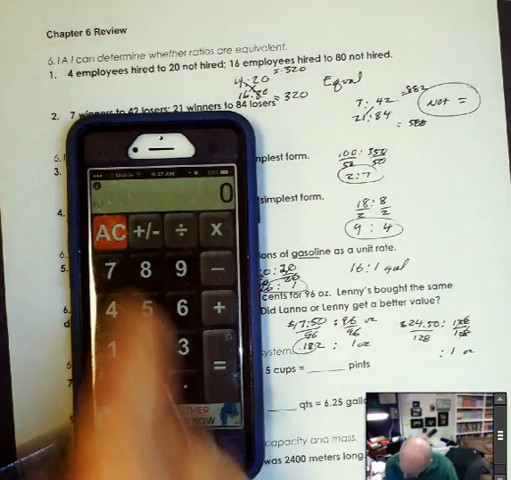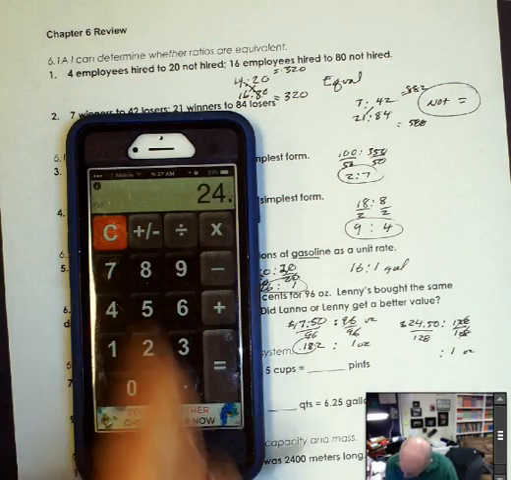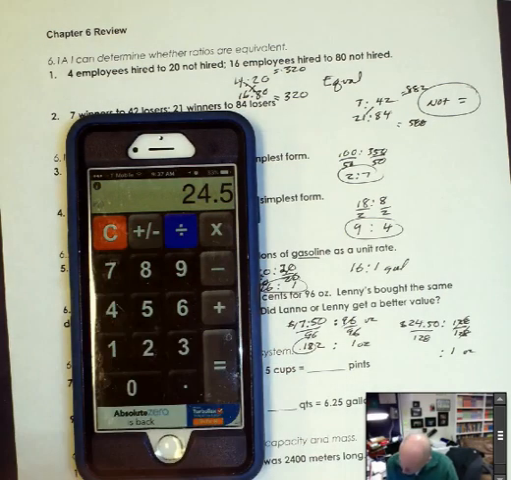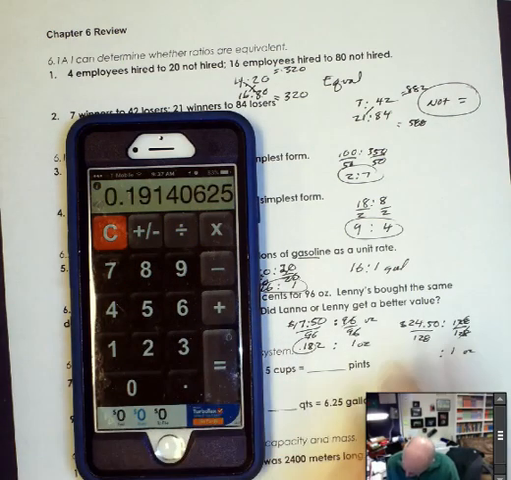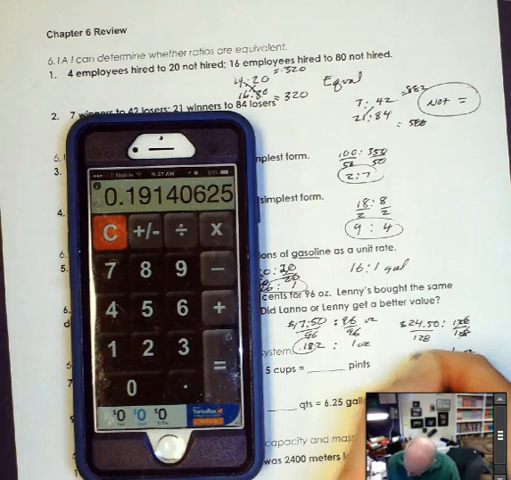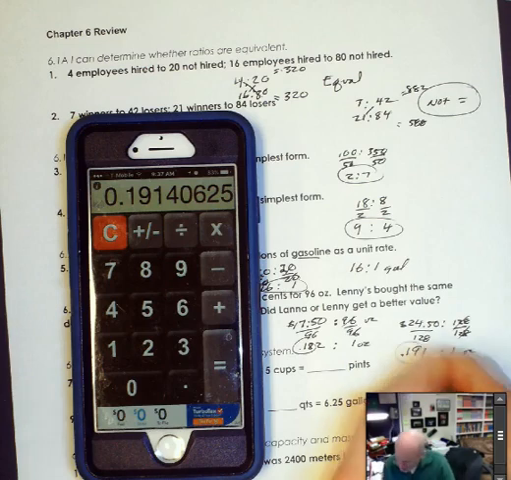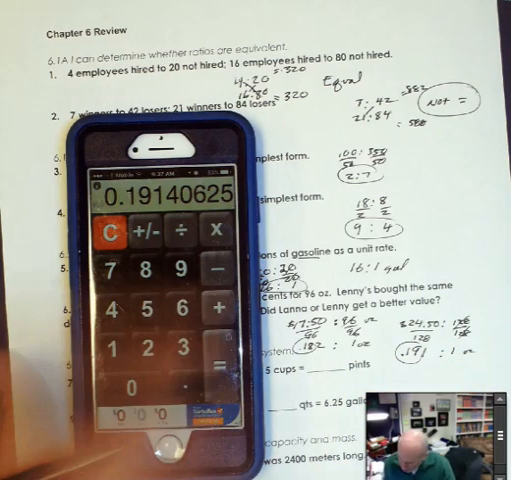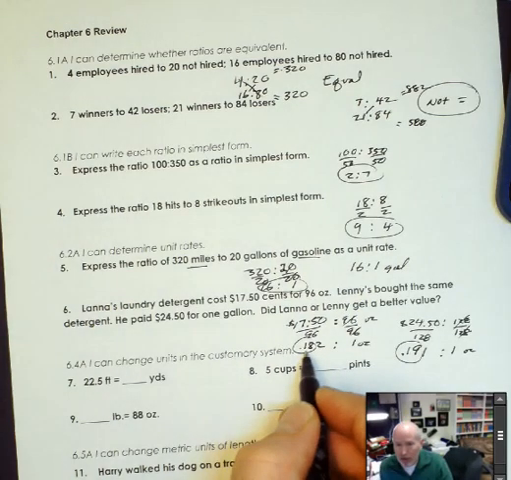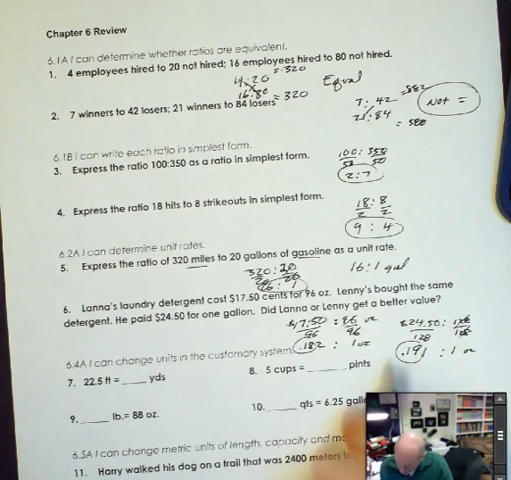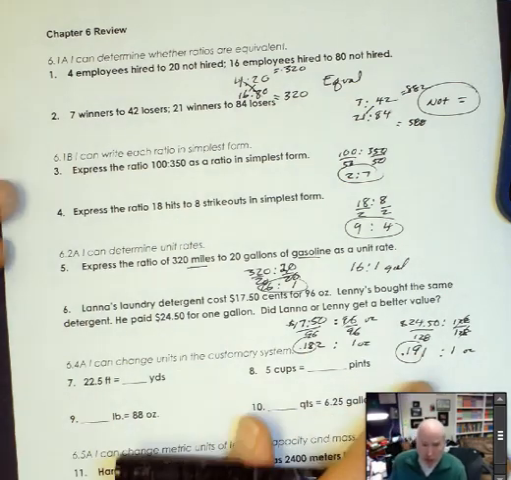We have $24.50, and we're going to divide that by 128 ounces. And I got 0.191. This looks like about 19 cents an ounce. So Lana got a better deal. This is only about 18 cents per ounce. The other one is 19 cents per ounce. All right, changing customary units.